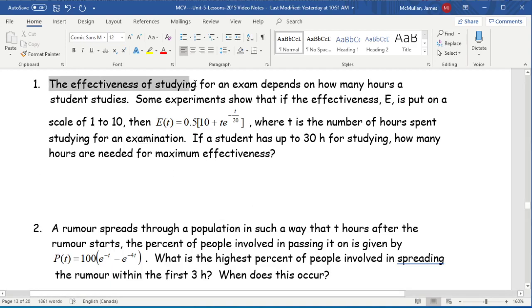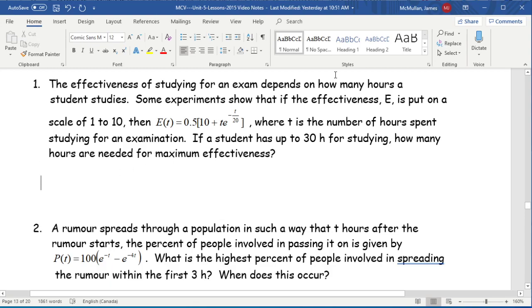It says the effectiveness of studying for an exam depends on how many hours you study. Some experiments show that if the effectiveness E is put on a scale from 1 to 10, then E of t is equal to this expression, where t is the number of hours spent studying. If a student has up to 30 hours, how many hours are needed for maximum effectiveness?